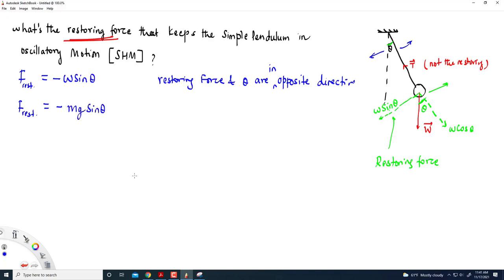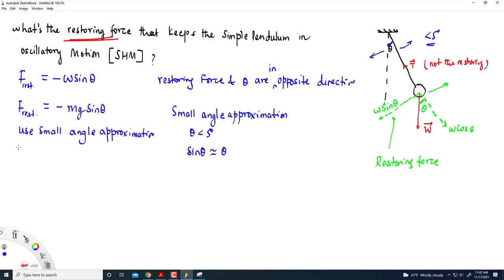Now there is a rule in trigonometry which is called small angle approximation. This is a very useful approximation. You will be using this in physics 2 also, if you plan to take physics 2. The small angle approximation says that if theta is small, meaning less than 5 degrees, then you can replace sine theta by just theta. So let's use it here. Using that, we get F restoring equals minus mg theta.